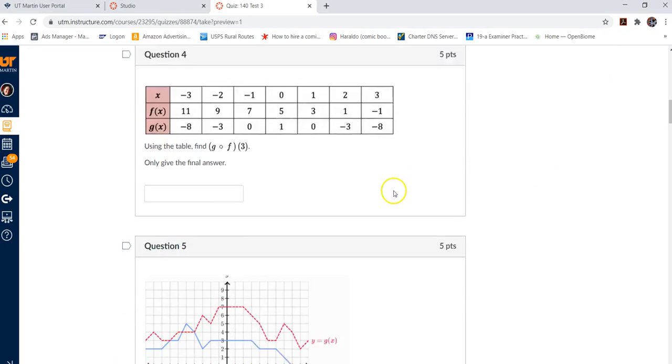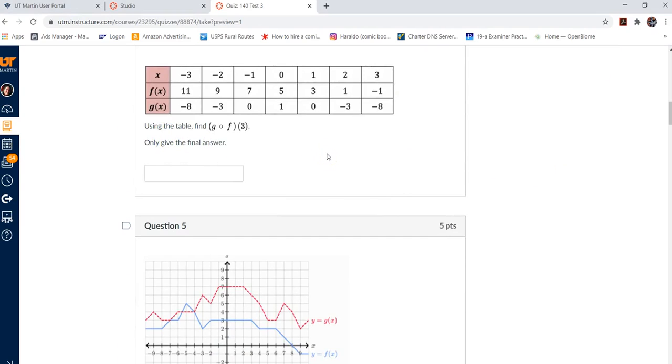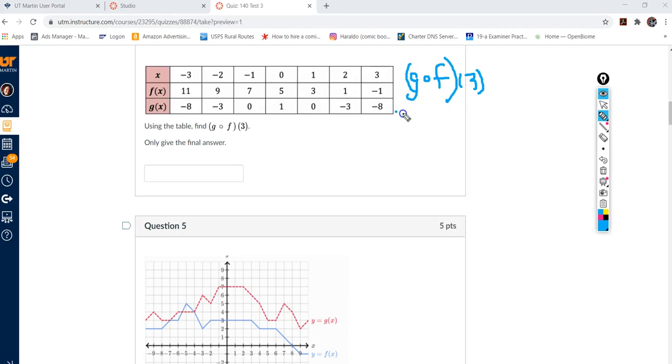This one here. Okay, use the table to find G composed with F of 3. Okay, I might try and do this on the screen. Okay, let me move this over here. Let's get the blue one out. Okay, so G composed with F evaluated at 3 is the same thing as G evaluated at F of 3.